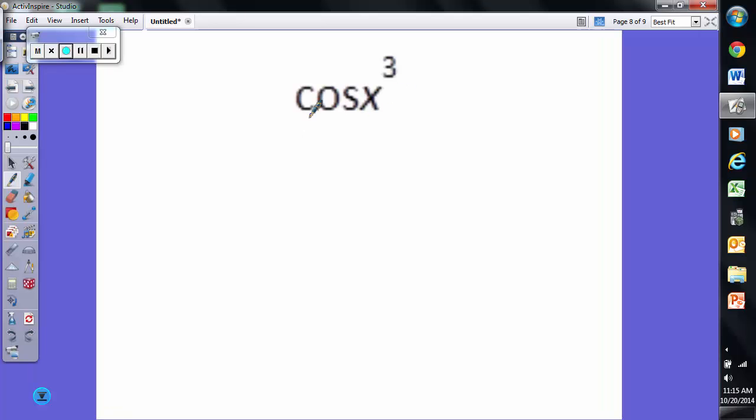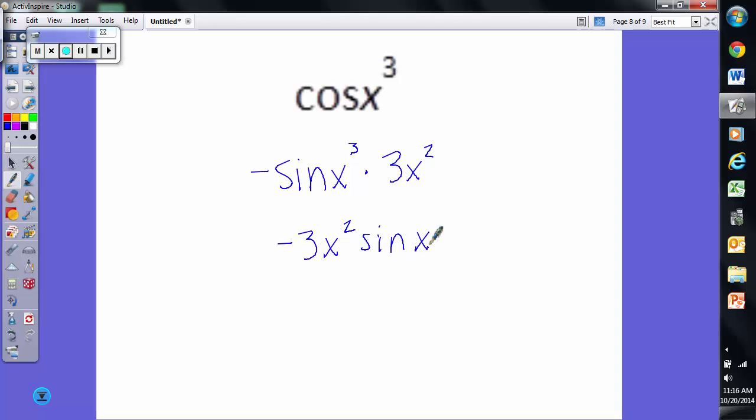Cosine of x cubed. So the derivative of cosine is negative sine, leave the inside alone, times the derivative of the inside. And again, we would write it like this. This last one's tough.